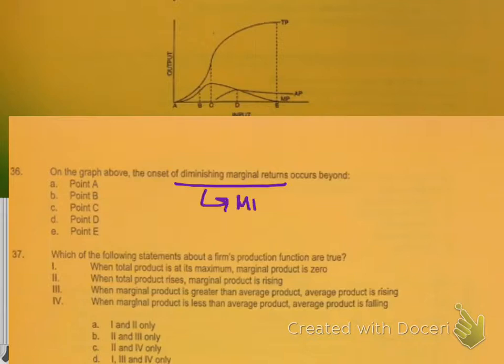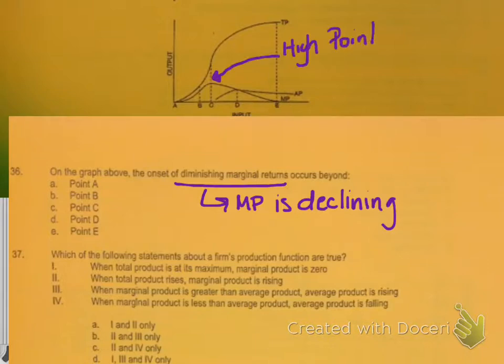So that means that we're going to find on this graph this high point right here, and that gives us point C, because everything past point C means that we're going to have diminishing marginal returns.